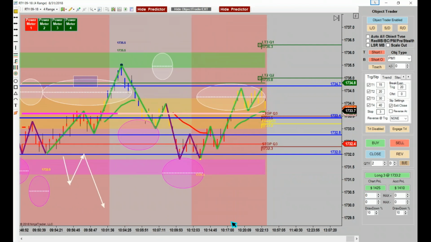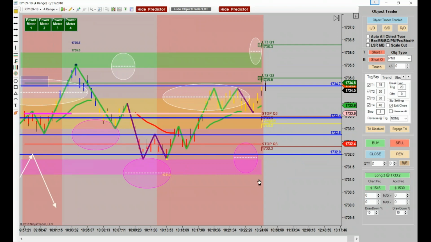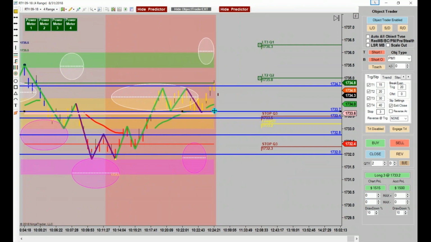Exit on close. Okay, see how it's kissing? Will it take it? It's fine if it does, because we already got profit. Okay, everybody see that? There's your swing right there.